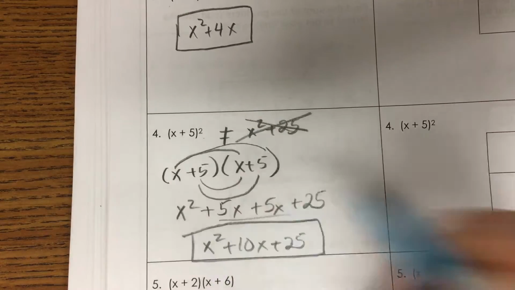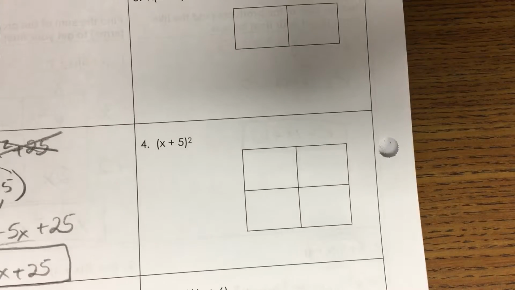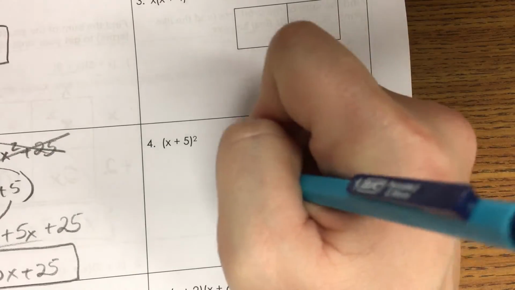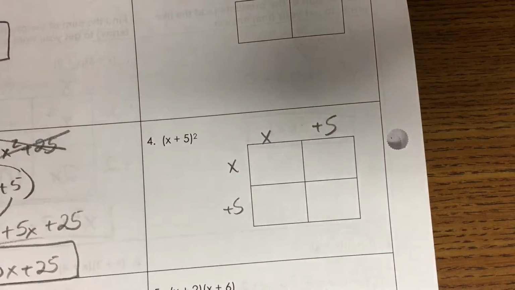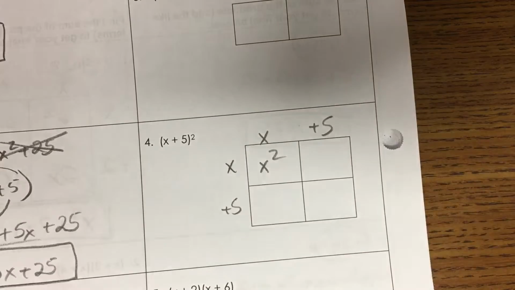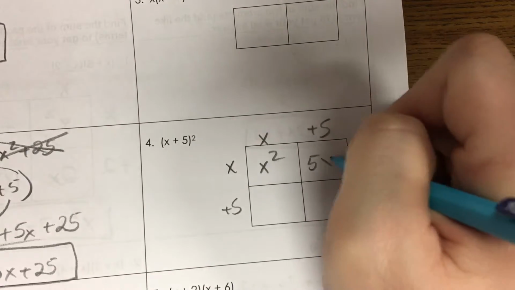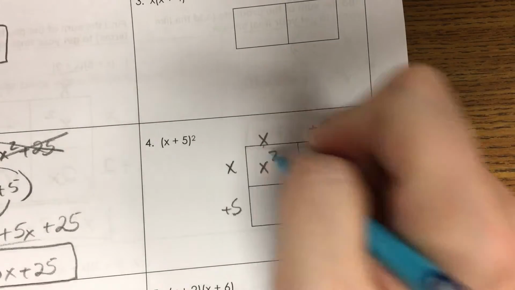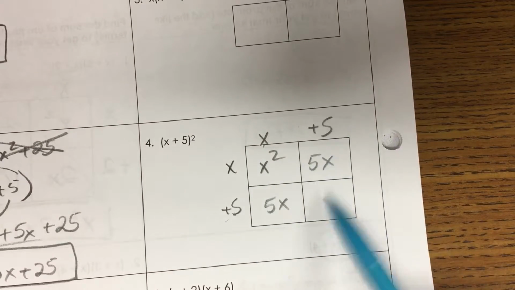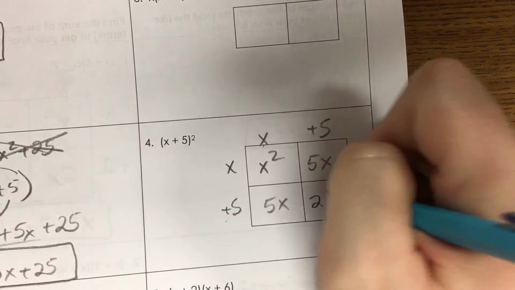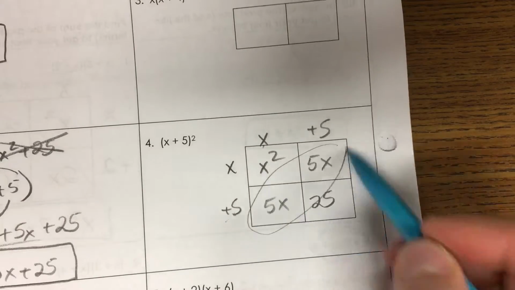And I'm going to do that using the box method also. So we've got x plus 5 times x plus 5, and when I multiply that I get x squared, I get 5x, 5 times x is also 5x, 5 times 5 is 25. I put my like terms together.